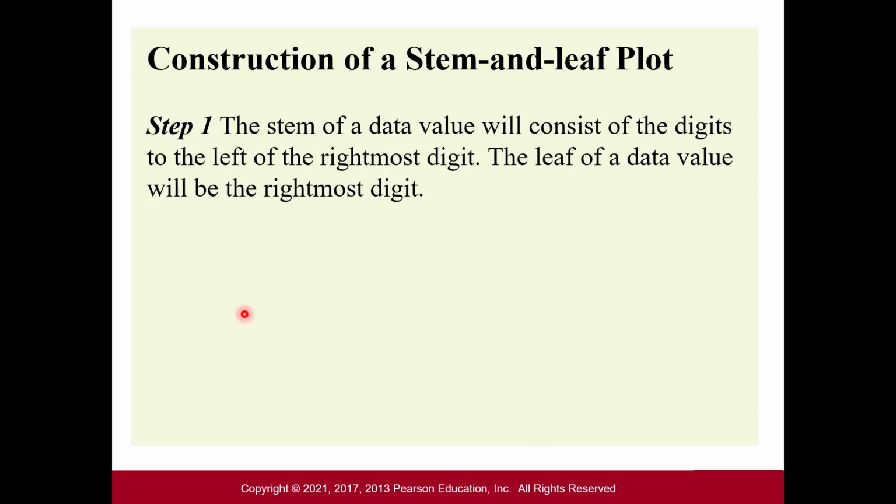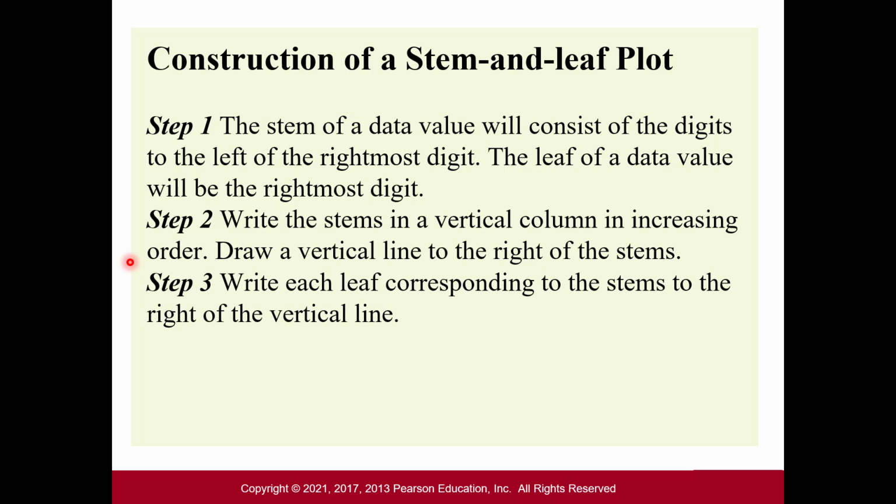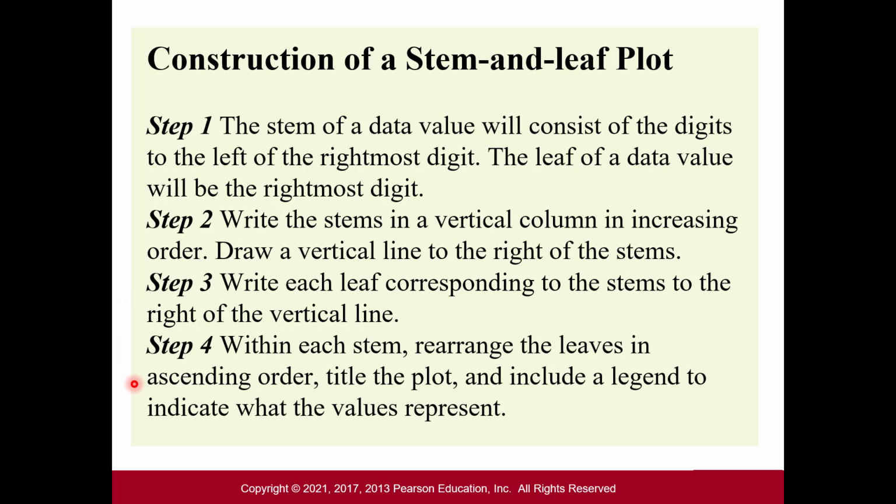So the construction of a stem and leaf plot, we can break it into a few steps. Like we said, the stem is going to be the values that are left of the rightmost digit, and the rightmost digit is going to be our leaf. Then we write down the stems in a vertical column in increasing order, and then we draw a vertical line to the right. That's going to separate the leaves, and then we write each leaf corresponding to the stems.